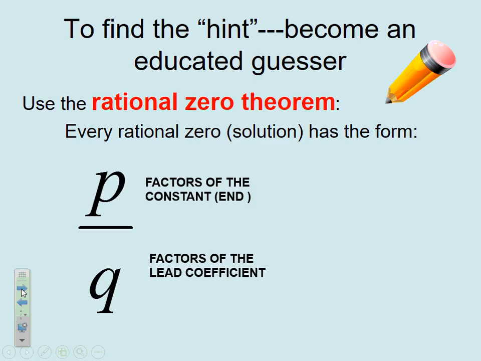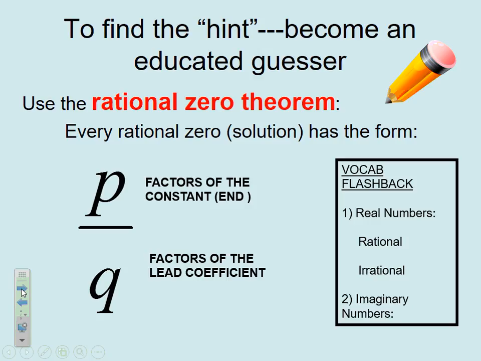Q is the factors of the leading coefficient, so that's that very first number, and this only happens when it's in standard form. So please make sure you get all of this down. It's going to be very, very important, ladies and gentlemen. All right, little vocab check. We're going to be talking about real numbers. That's rational and irrational. And then we're not going to use imaginary numbers today, but they will be coming up, I promise. So please make sure you get this all down.